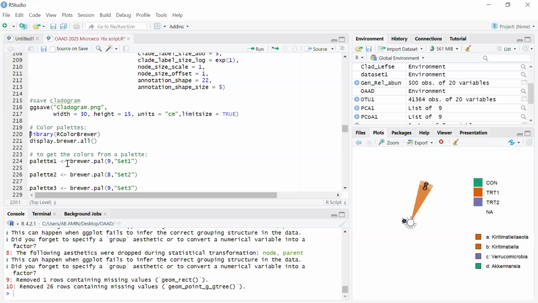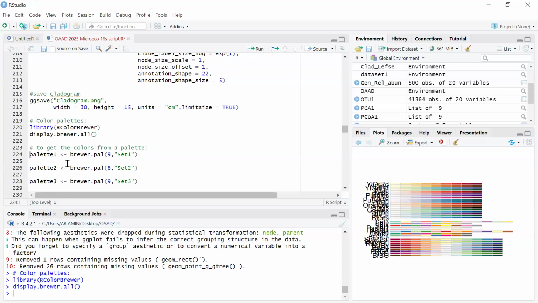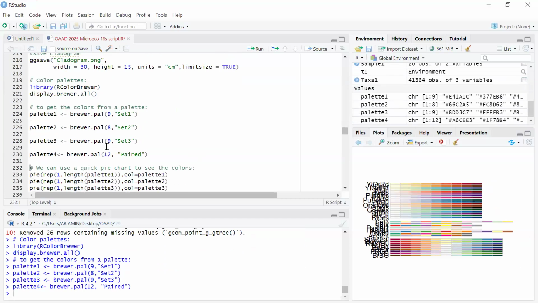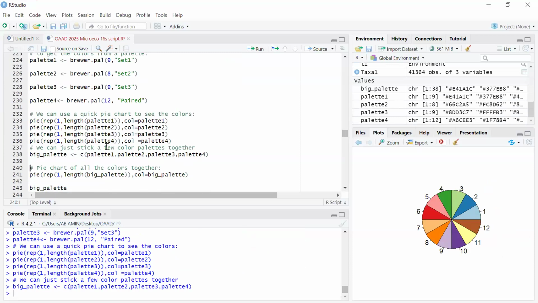So I am set to plot the LEfSe, so I need as many colors as possible to help differentiate. So I'm using RColorBrewer to collect all the colors from palette 1, palette 2, palette 3, palette 4, combining them into one big palette.